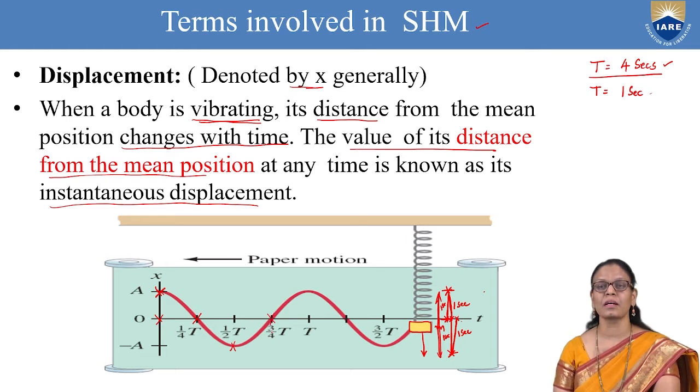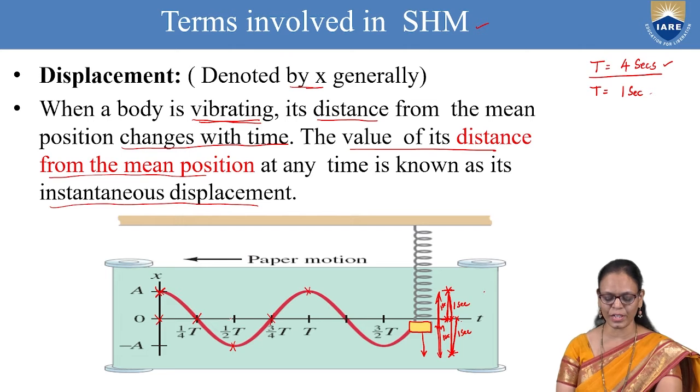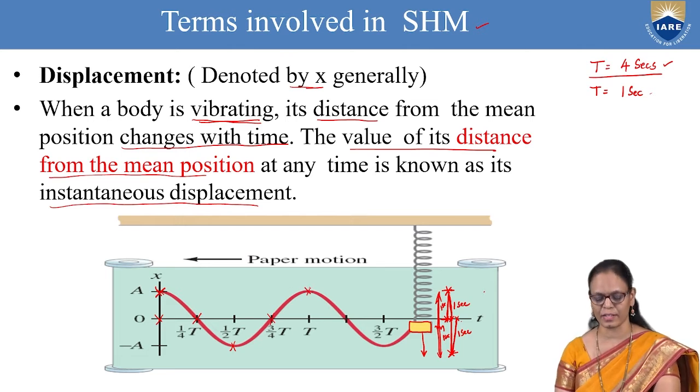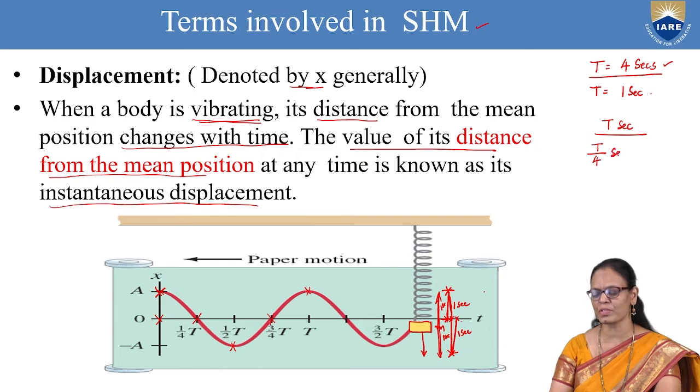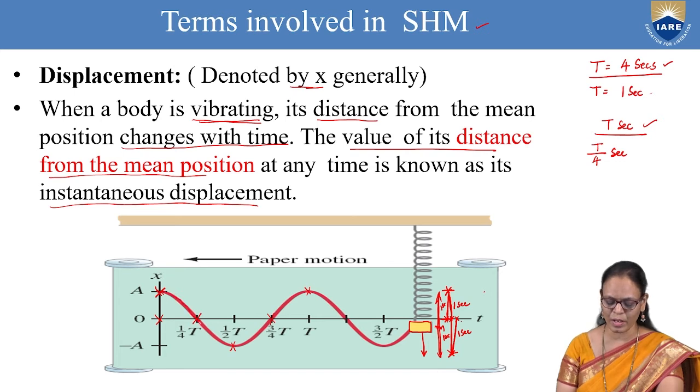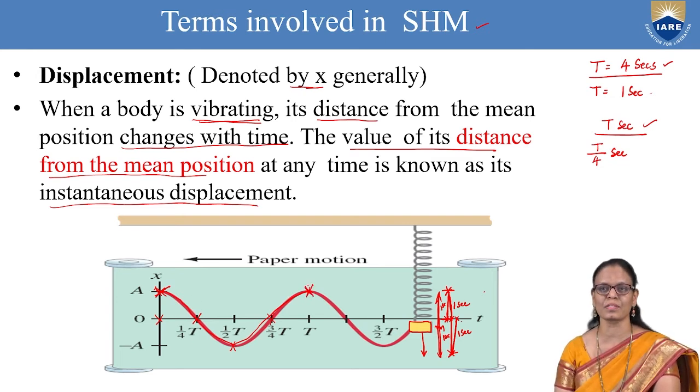At 3T by 4, it is at the mean, and at T seconds it is back at the start. So here, the time period is T seconds. In T seconds, we are able to trace where the object is at every T by 4 seconds. So in T seconds, it is completing one oscillation, starting from the extreme and again reaching the extreme position. This is one complete oscillation and it is taking T seconds. So we are able to trace at different times where the object is. That is what we call the displacement.